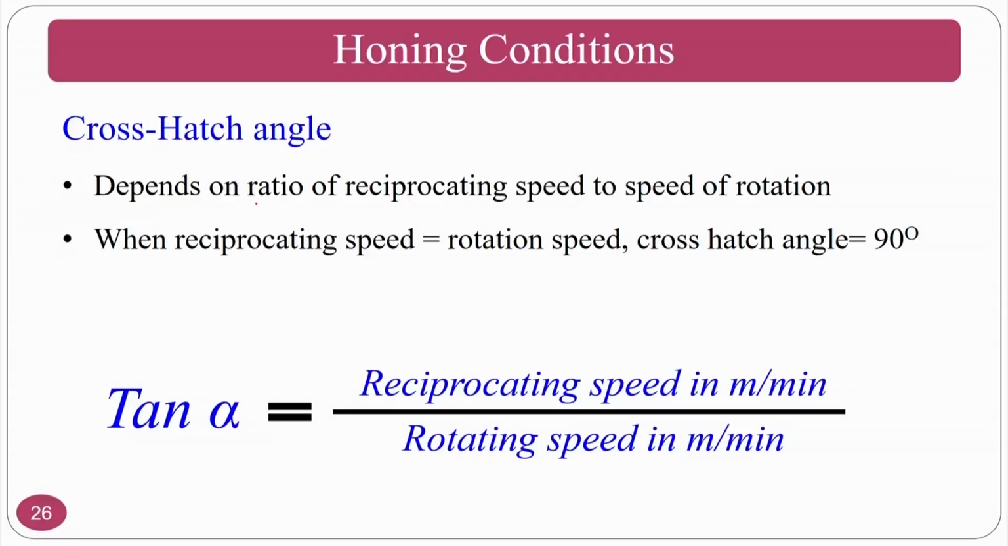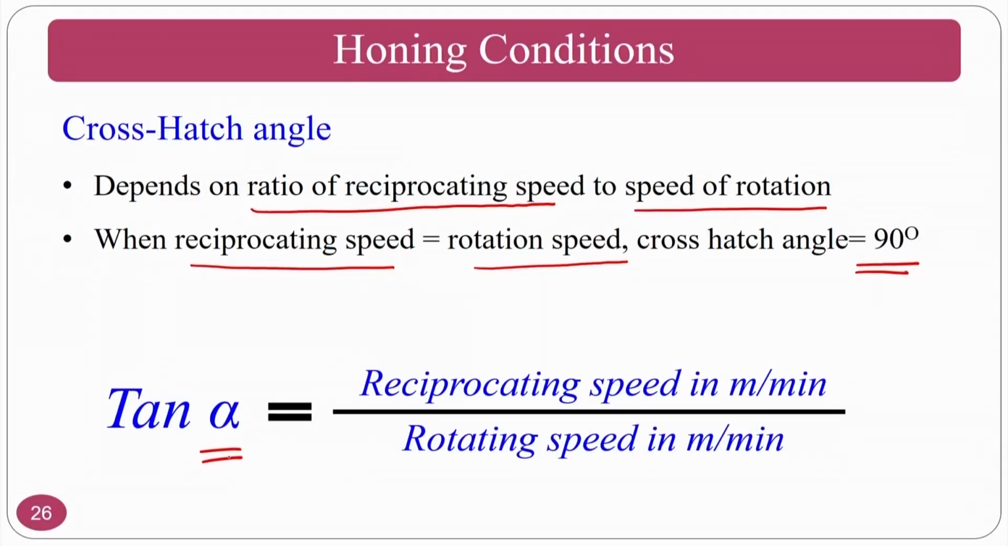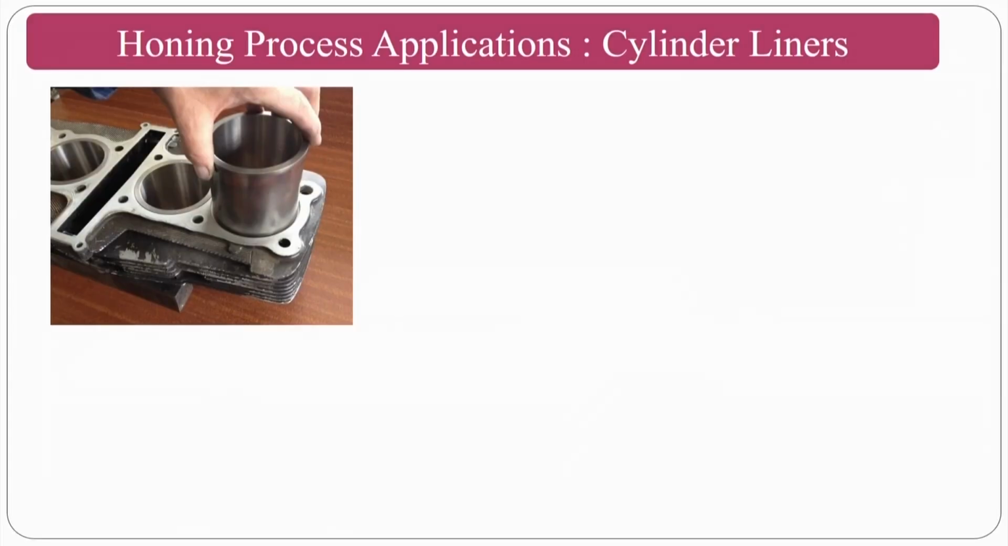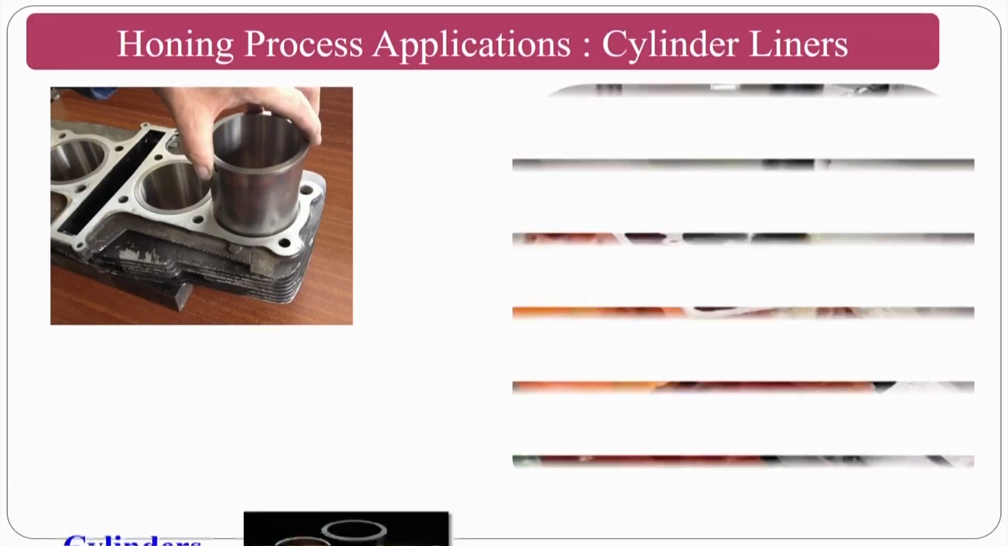The crosshatch angle depends on the ratio of reciprocating speed with respect to the rotational speed. If the reciprocating speed and rotating speed are approximately equal, then you will get 90 degrees. So tan alpha, which is the crosshatch angle, you can calculate from the reciprocating speed and rotating speed. If you get the value, then you just do the tan inverse, and you will get the alpha value. So, honing process and applications, normally cylinder liners.